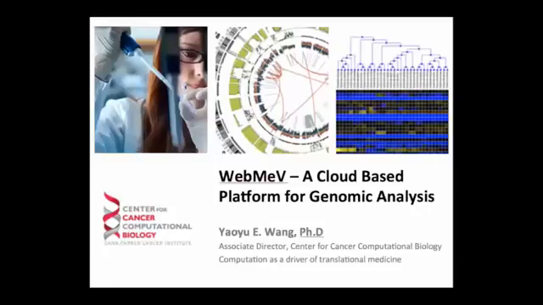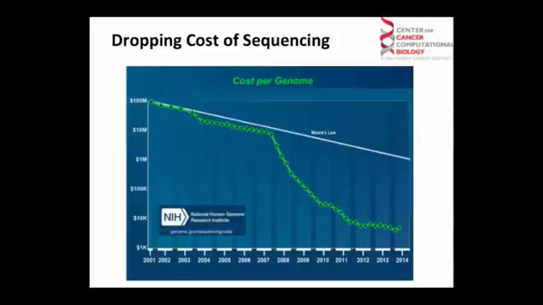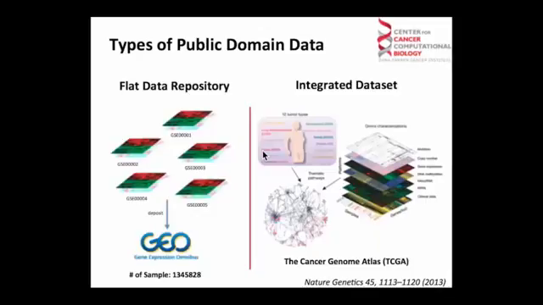This is a tutorial for WebMeV, a cloud-based platform for genomic analysis. The cost of sequencing has been dropping since 2008 with the emergence of next-generation sequencing. A good example of a large gene expression database is the GEO database, which allows scientists to deposit gene expression data from their own studies. The database currently contains expression data from more than 1 million samples.